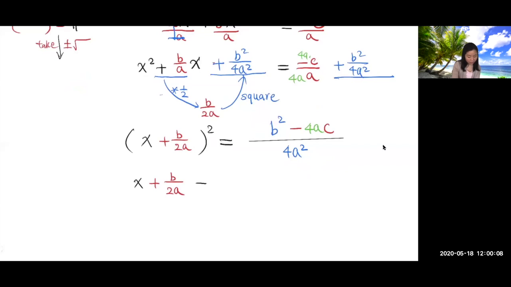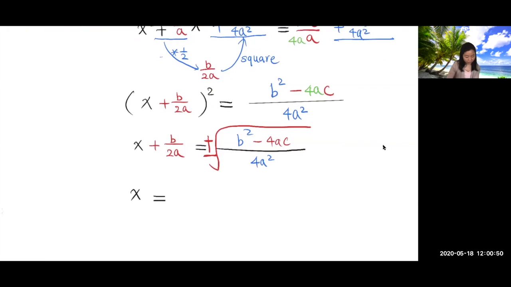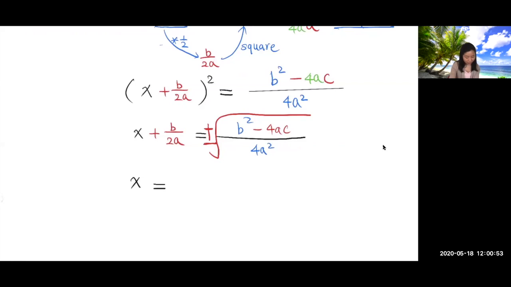And then this is going to equal, well, this is going to be b squared minus 4ac over 4a squared. But remember, we're taking the square root, right? So plus or minus square root. Okay, we're almost there. I'll be so proud that you guys can do this. So we have x plus, let's simplify the right side a little bit. So that is plus or minus.